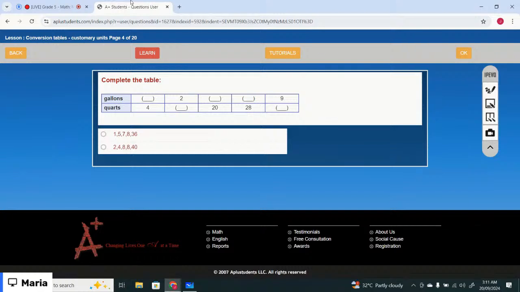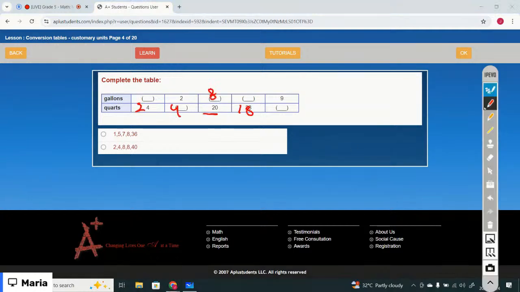You have to convert from gallons to quarts to gallons, right? So 1 gallon equals 4 quarts. So here you have 4 quarts equal 1 gallon. Here you have 1 and 20, you have to convert 20. 20 divided by 4, that is 5. You need to divide it by the 4, right?